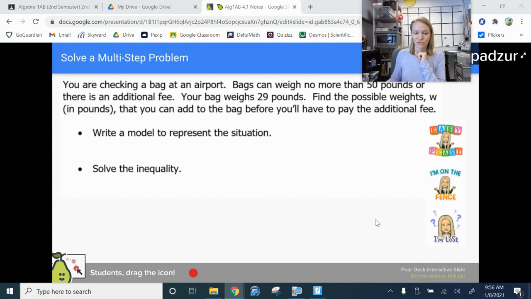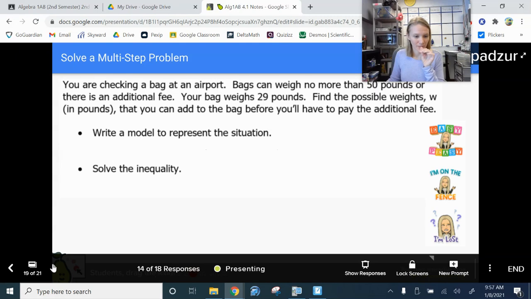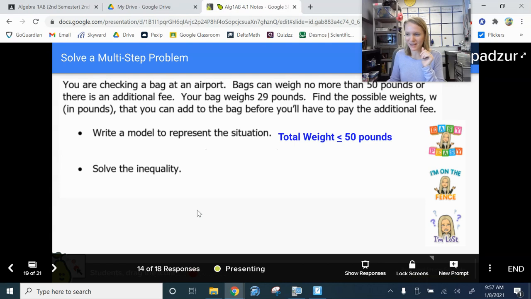Okay, so what we know for sure, it's no more than 50 pounds. So our total weight has to be less than or equal to 50 pounds. That's what that no more than means.